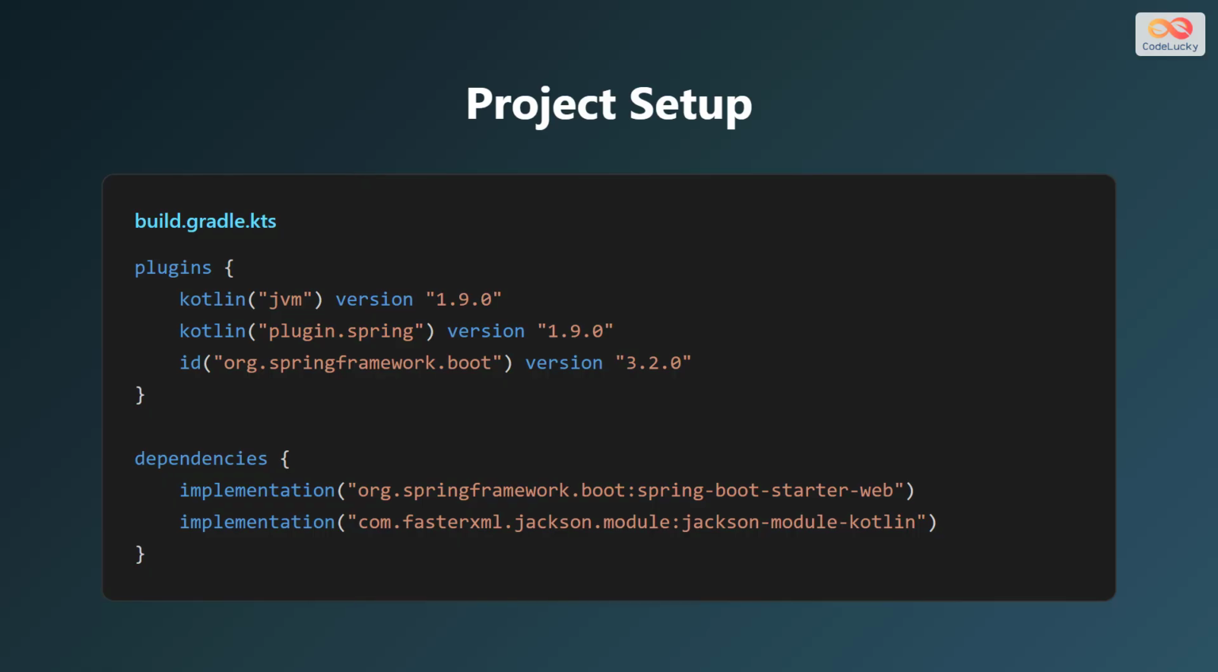In the dependencies section, we add Spring Boot Starter Web for building web applications and REST APIs, and Jackson Module Kotlin, which provides support for serializing and deserializing Kotlin classes to and from JSON format.